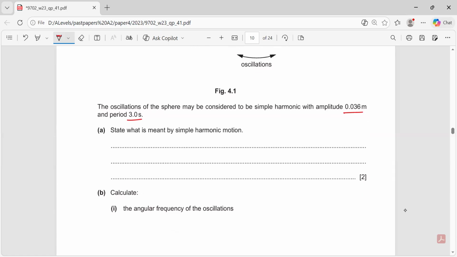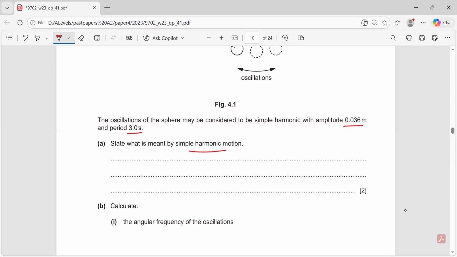The question says, state what is meant by simple harmonic motion. So what is the meaning of simple harmonic motion? Can anyone tell me what is simple harmonic motion? Force and acceleration are directly proportional? No, force and acceleration are not directly proportional. There are two other quantities which are directly proportional. Displacement and acceleration are proportional, yes, but in opposite directions.